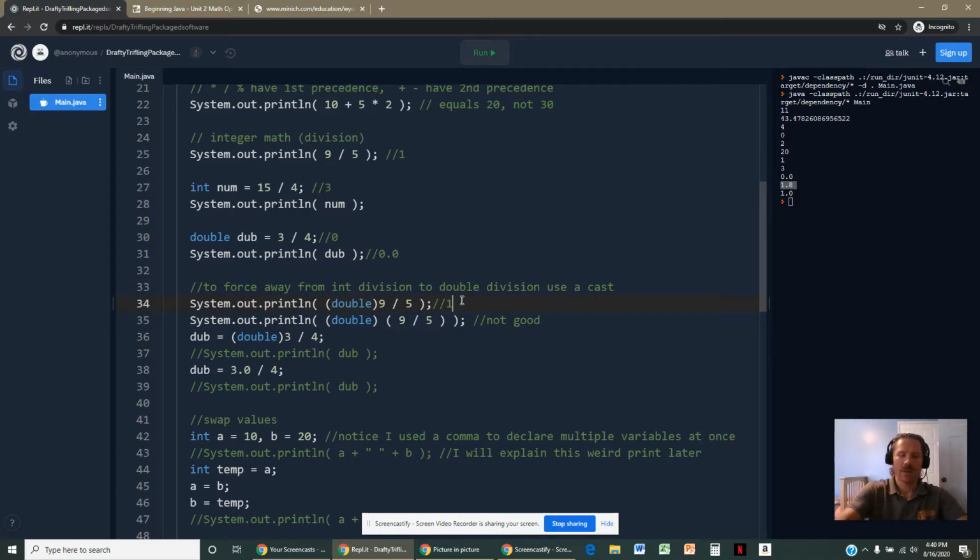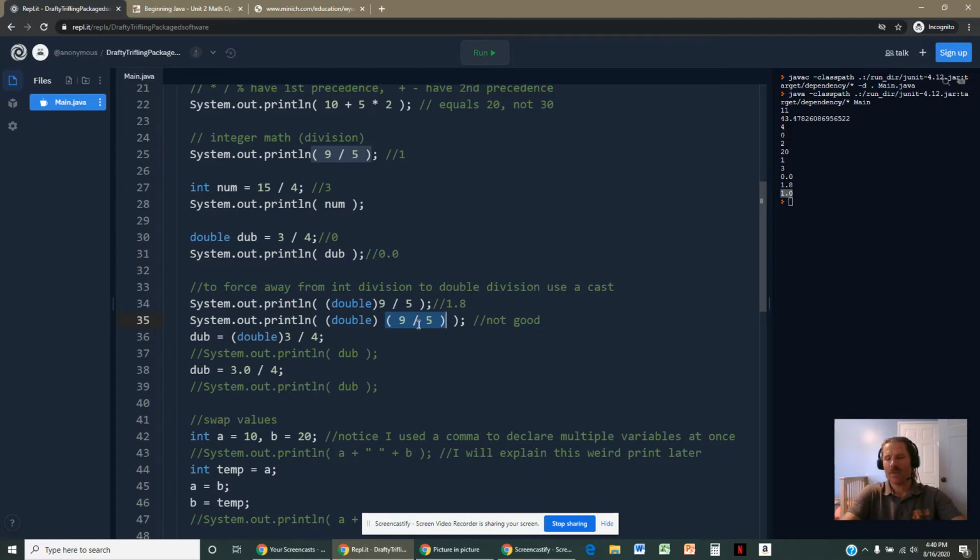Now, below that, I'm not sure how clear the video is on your end, but this is a 1.0. The reason that's a 1.0 is because I attempted to cast this to a double division, but I kind of messed it up. When I put the parentheses around the 9/5, that distorted the order of operations, and so that division actually took place prior to the cast taking place. So again, the order of operations is very specific, and it can get pretty tricky at times.